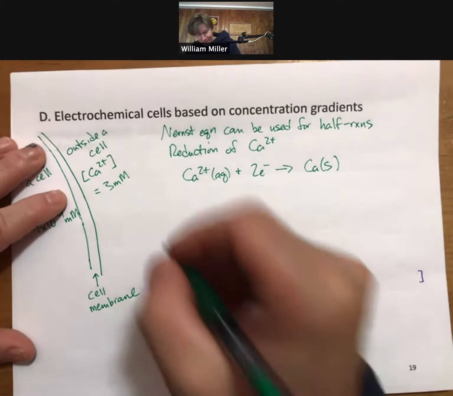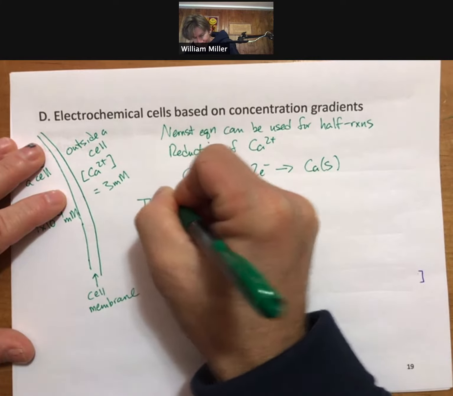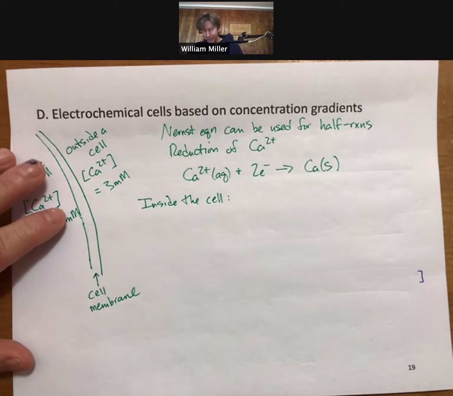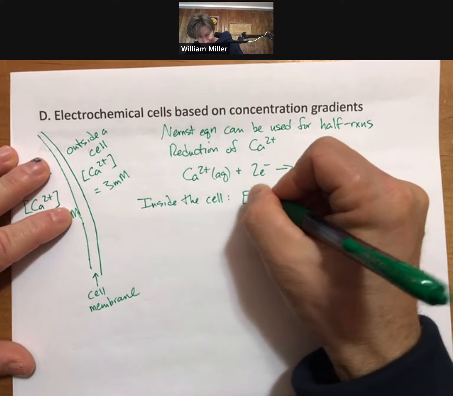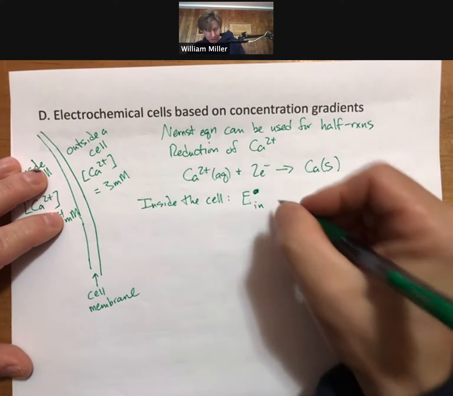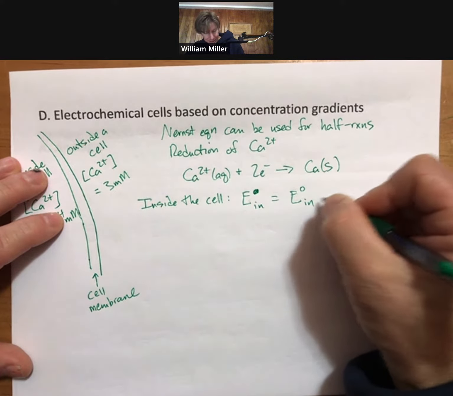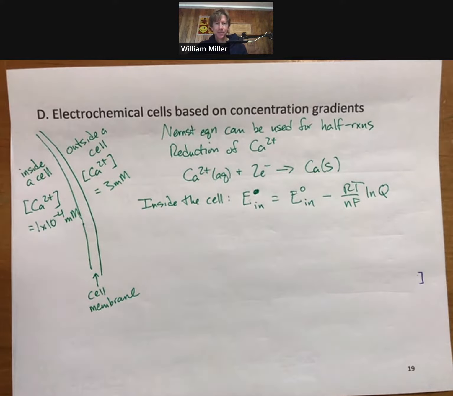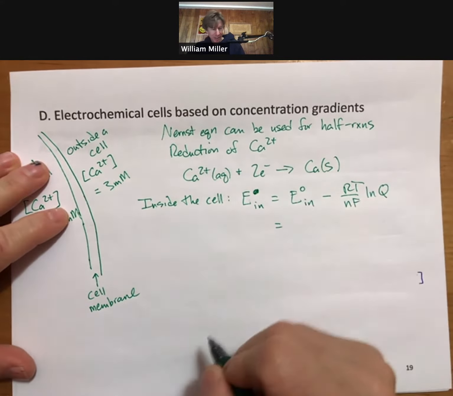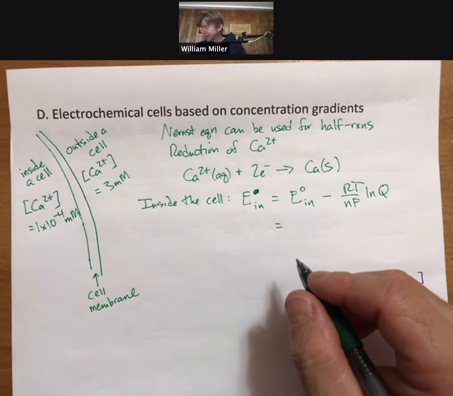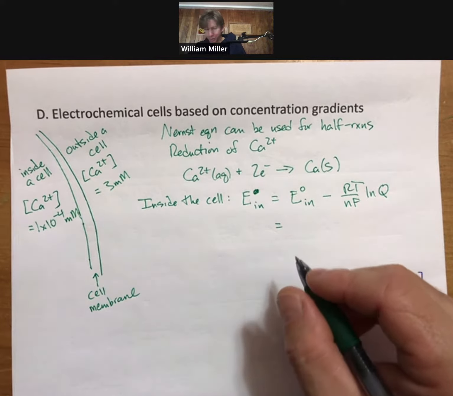So inside the cell, we're going to use the Nernst equation, and it's going to look like this. E equals E naught, inside, sorry, on the left hand side there's no naught there, equals E naught inside minus RT over nF ln Q. And plugging in our terms, our standard cell potential is just going to be for calcium, which is not on our typical list, but it is minus 2.76 volts.